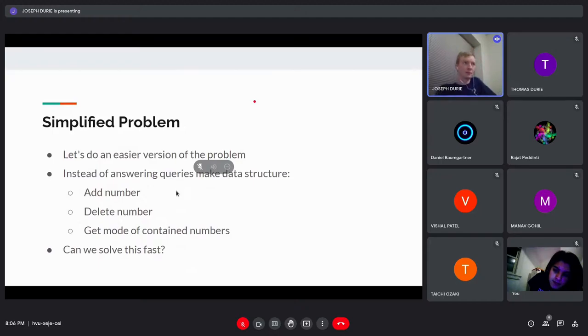So let's simplify the problem a little bit. Instead of doing these queries on arbitrary ranges, let's set up a data structure that has 3 operations. You're basically maintaining a set, right? So your 3 operations here are add a number to the set, remove a number from the set, and find the most common number in the set.